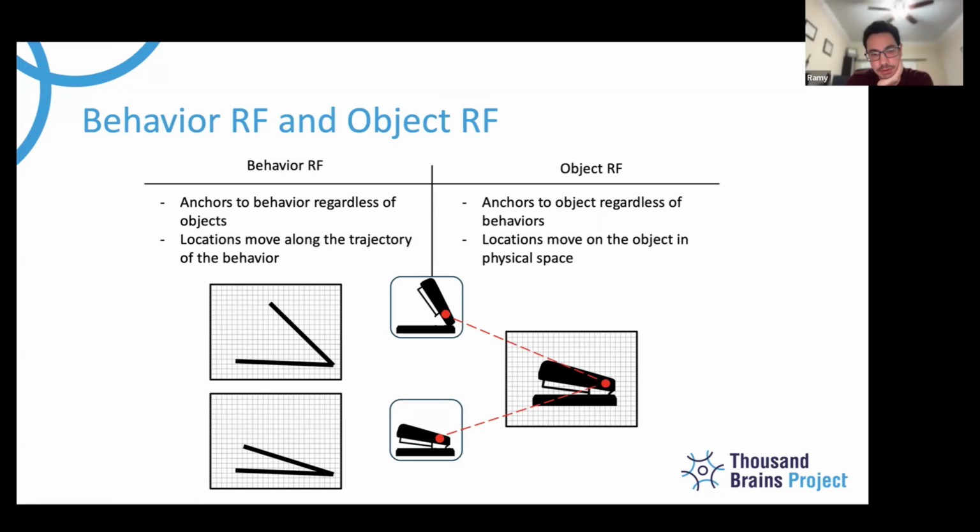If the behavior is not changing, I don't think so. So if it's an open stapler like this, and you're looking at the stapler and you're just moving across the object with the sensor, you don't really need to know anything about the behavior except its location in the trajectory of the behavior. I know it's an open stapler like this.